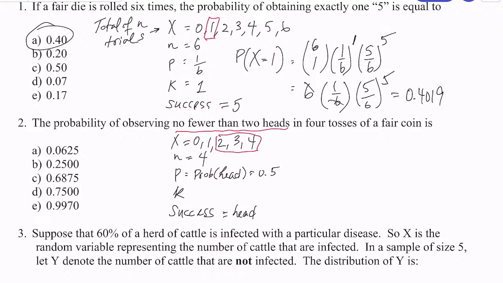So this means I have to calculate k as 2, or x as 2, x as 3, and x as 4, and add them together, right? This is a discrete distribution. I have to add the probabilities to know what no fewer than 2 heads would be. So k is equal to 2, 3, and 4, and then we sum them to get the answer. So again, you have to distinguish between what happens each time and the total of all 4 times, or n times.